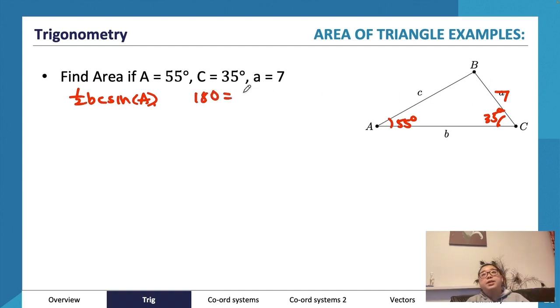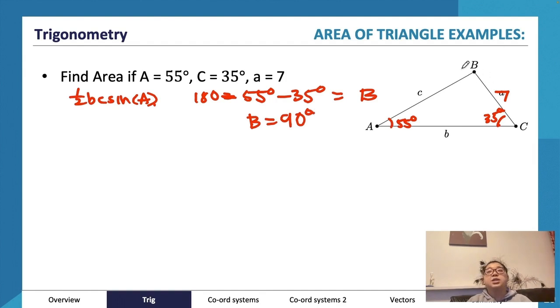So we've got that 180 minus 55 degrees minus 35 degrees is going to equal our B value, essentially. So 55 plus 35 is going to be 90. So what we're actually going to get here is that B is going to equal 90 degrees. So that kind of changes things, because that will mean that this side is going to be the base and the height. So we technically could use that as well.